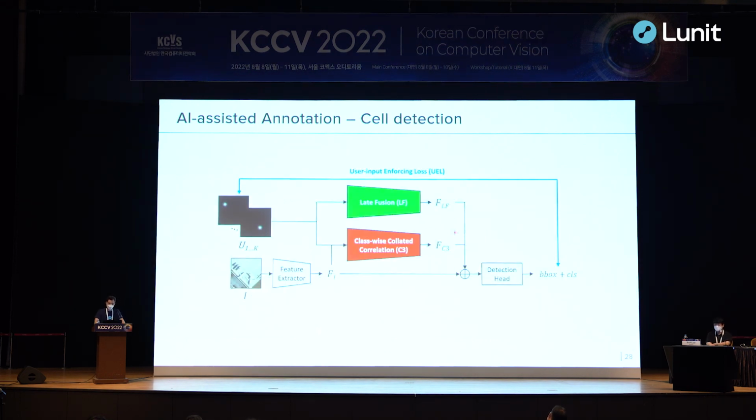And to do this, we propose two modules that can be attached to any existing object detection architecture, like Faster RCNN. One is the late fusion model. The other is the class-wise collated correlation module, C3. And then we also have a user input enforcing loss.